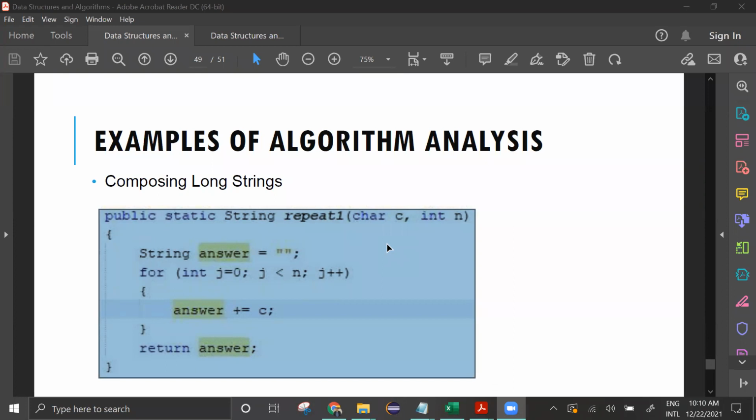Big O N. What is the reason? The number of iterations of the answer goes depending on the input size of the array, string array. Okay. Very, very good.